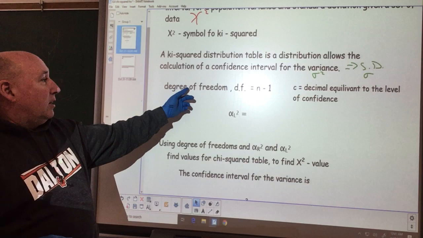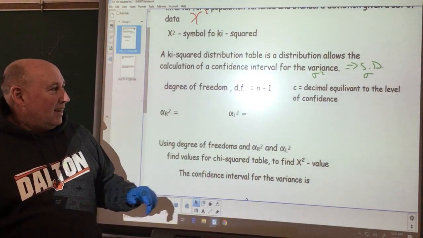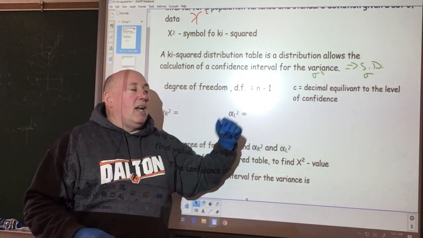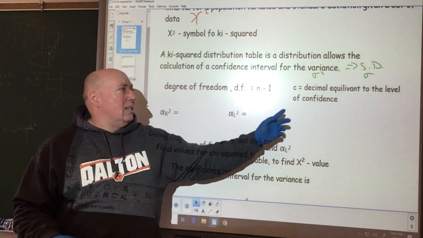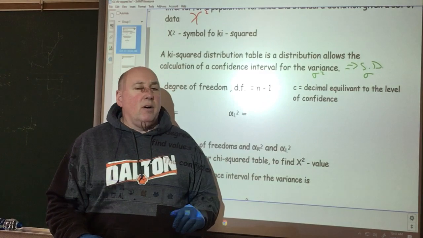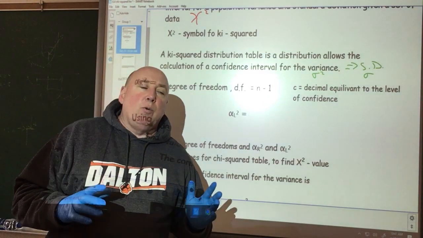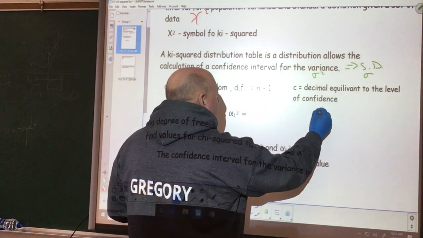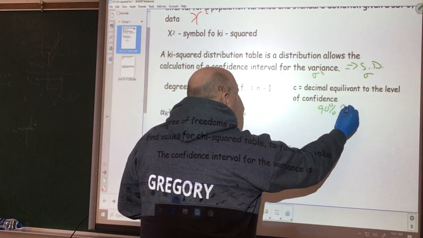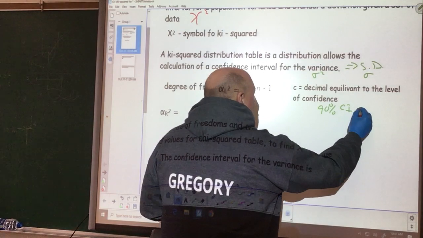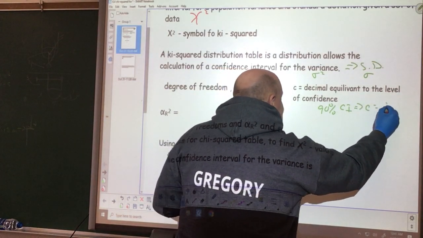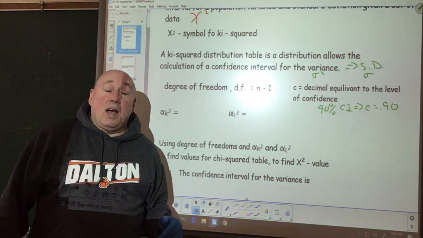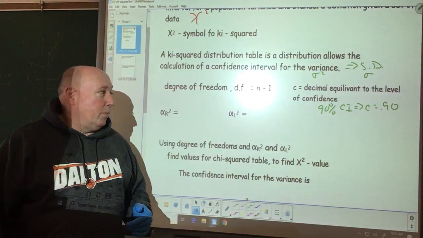Okay, we still deal with our degrees of freedom, n - 1, we'll still be dealing with that. We have a c value here. A c value is a decimal equivalent to the level of confidence. So if we're dealing with a 90% confidence interval, that means our c value will be 0.90. So we just take our confidence interval and change it into a decimal.